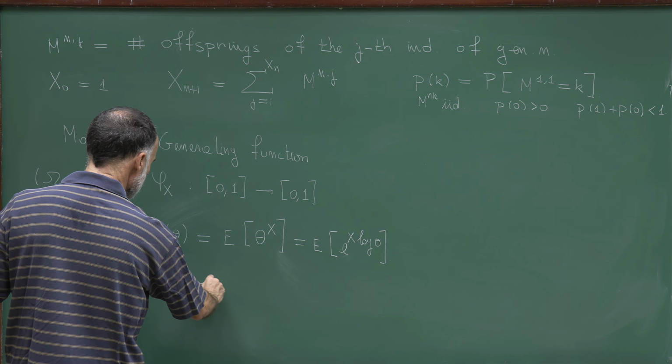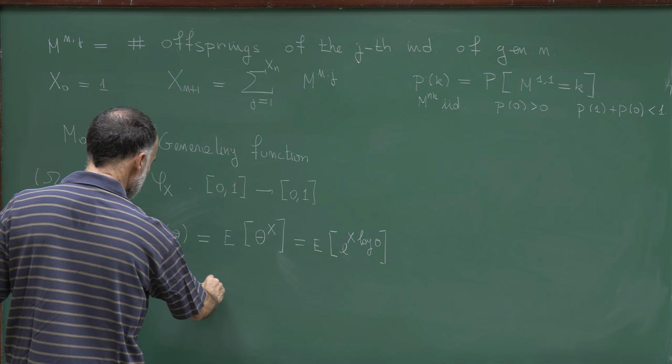So now let me fix a random variable M. So M has the same distribution as M11. So it takes the value k with probability p of k. And let me define by phi, in order to keep notation simple, phi will be the moment generating function of M. So phi of theta is just the expectation of theta to the power M.